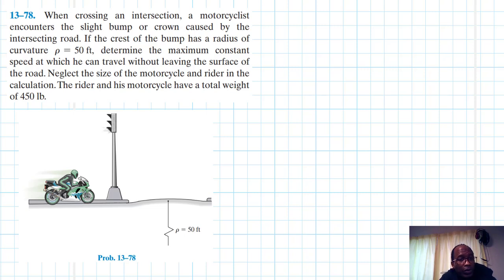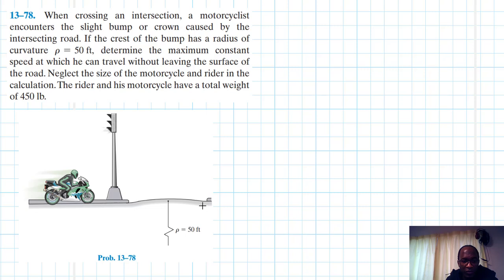The problem reads: when crossing an intersection, a motorist encounters the slight bump or crown caused by the intersection road. If the crest of the bump has a radius of curvature rho equal to 50 feet, determine the maximum constant speed at which he can travel without leaving the surface of the road. Neglect the size of the motorcycle and the rider in the calculation. The rider and his motorcycle have a total weight of 450 pounds.